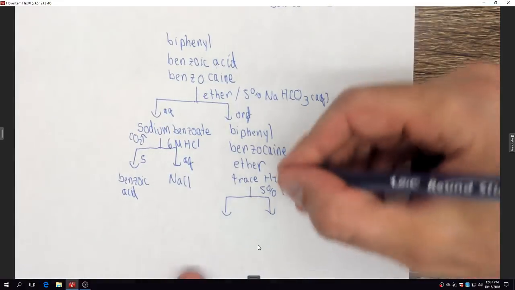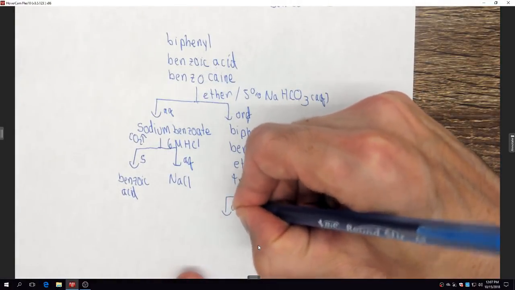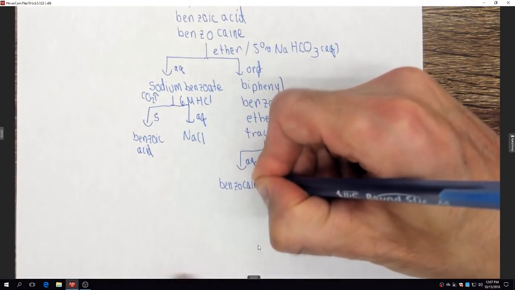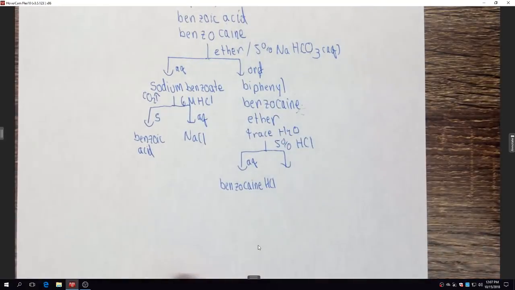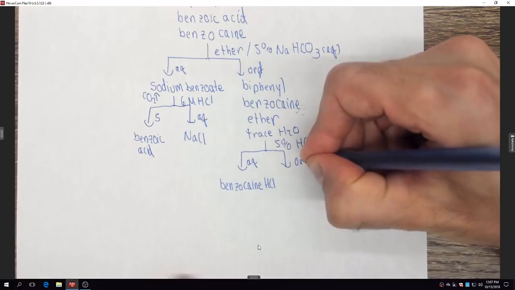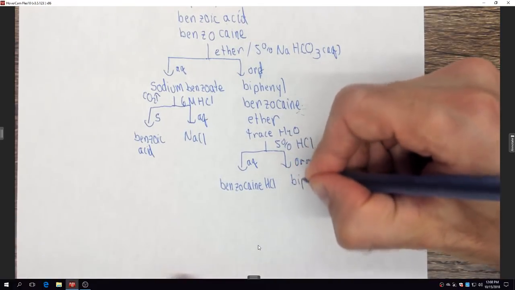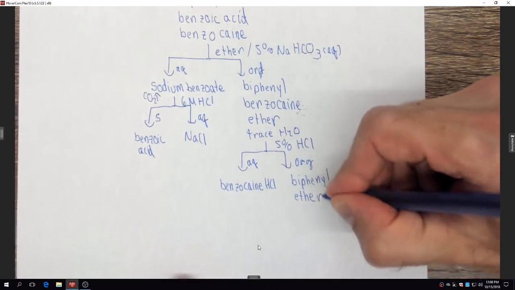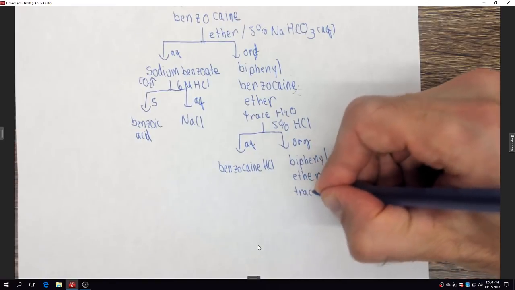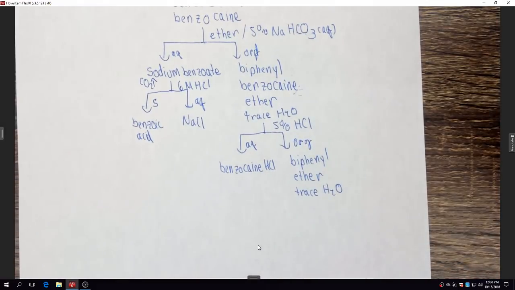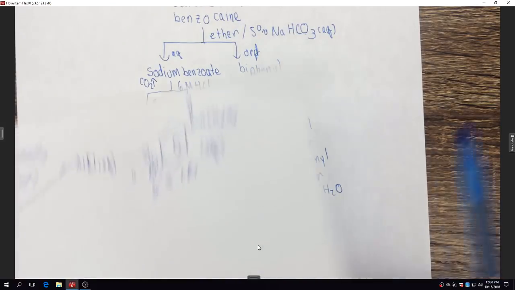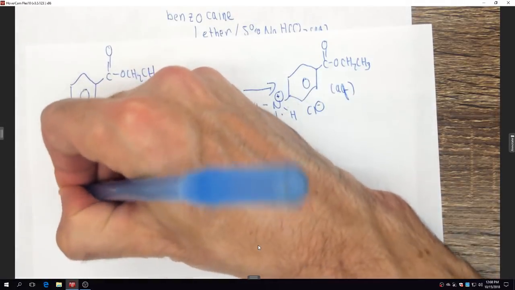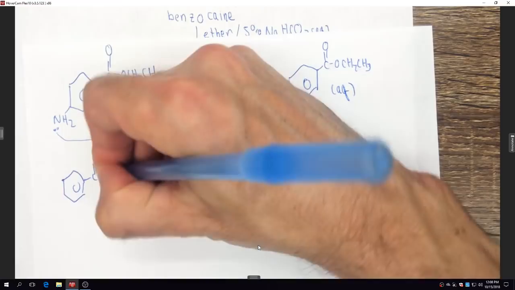All right? So, we add the 5% HCl. In the aqueous layer, we have benzocaine HCl. All right, I'm going to write it like that. In the organic layer, we still have biphenyl. We still have ether. And we still have trace water. All right. Now, the benzocaine HCl is in the aqueous layer. How are we going to get it back?